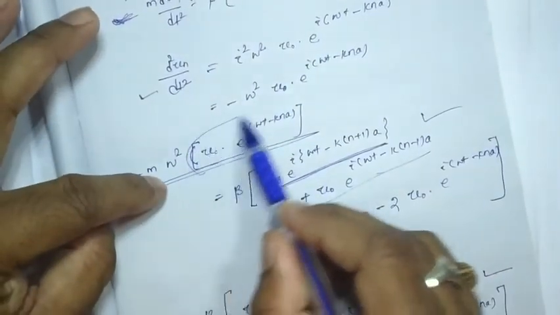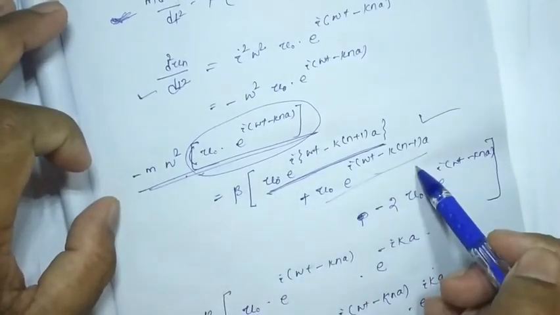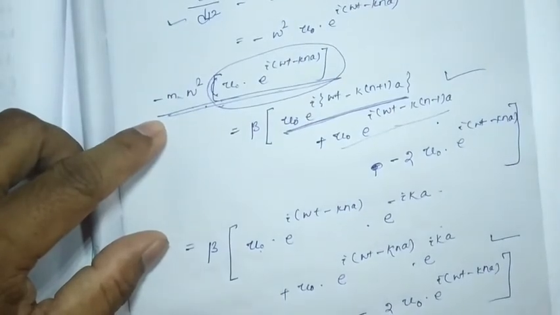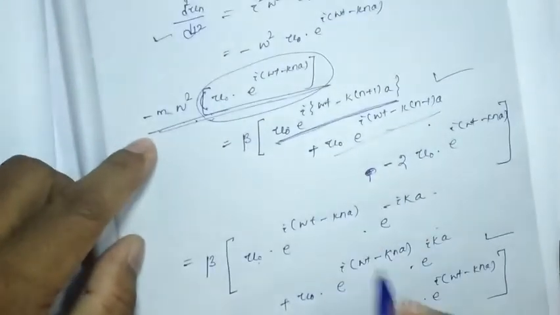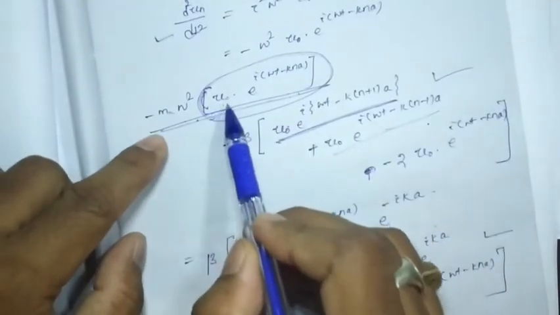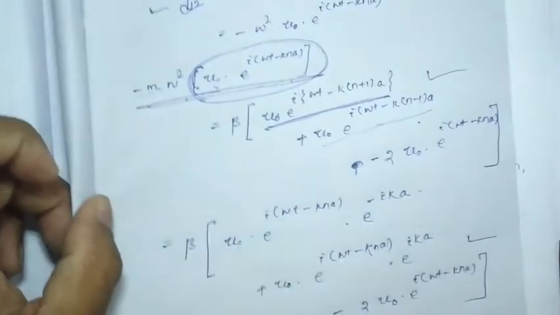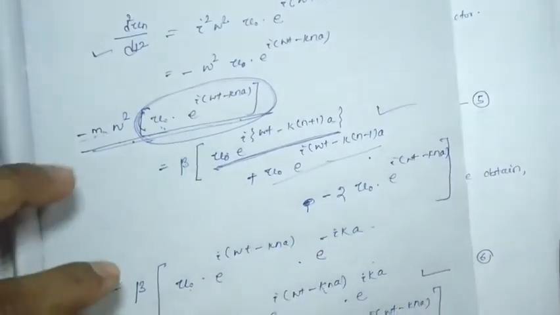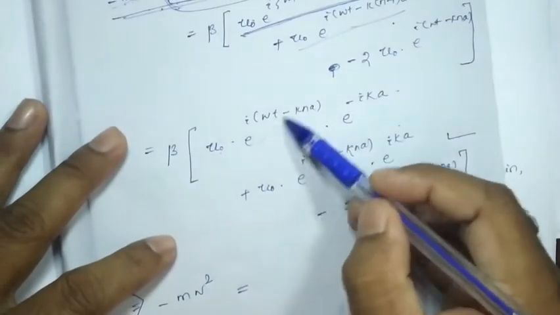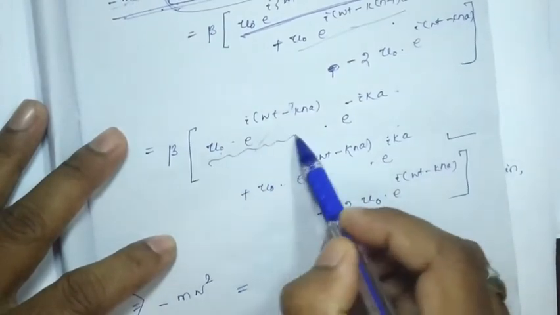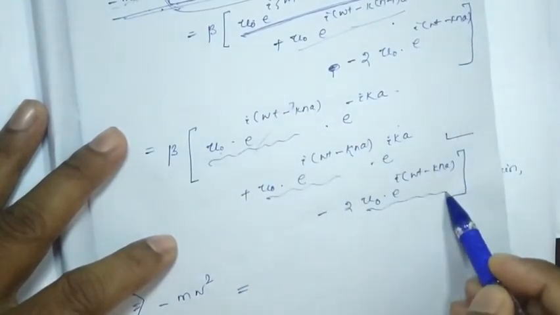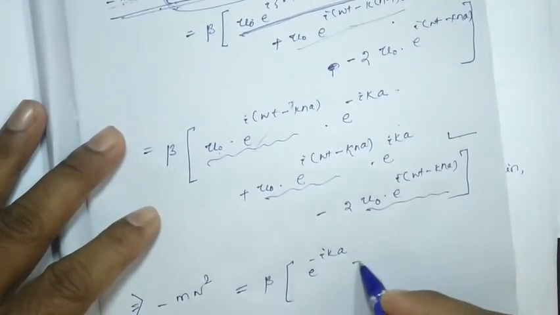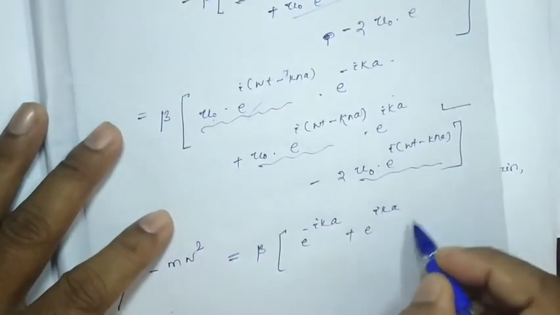Okay, this is our right hand side, this is our left hand side. If we divide the left hand side and right hand side by this common term, on the left hand side I get only minus m omega square. Minus m omega square is equal to, first dividing with this term, this will be 1, this will be 1, this will be 1, and this will be 1. So it will be beta into e to the power minus ika plus e to the power ika minus 2.